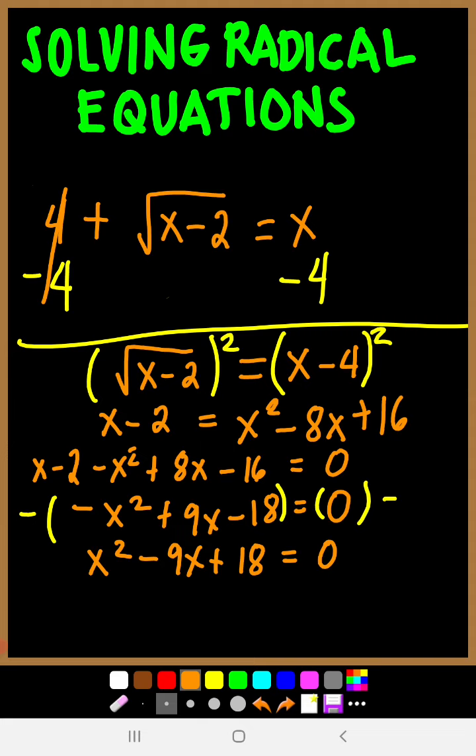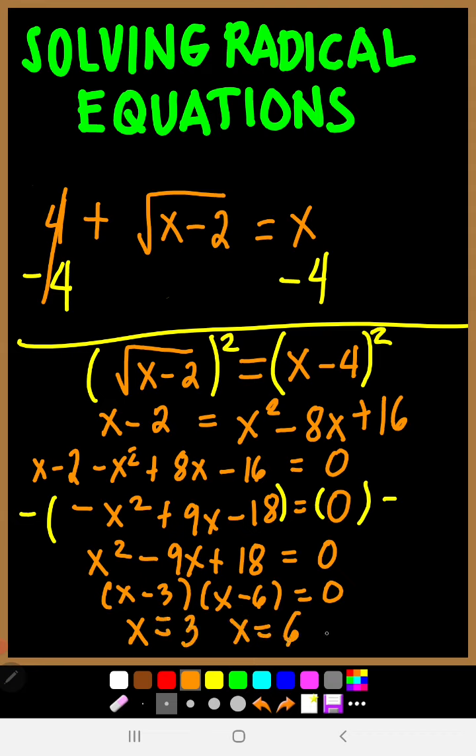So the factor of x squared minus 9x plus 18 is x minus 3 times x minus 6 equals 0. So at this point, you apply the zero product property wherein you equate x minus 3 to 0 and x minus 6 equals 0. And then you'll get the value of x. x is equal to positive 3 and x is equal to positive 6. So that is your final answer.